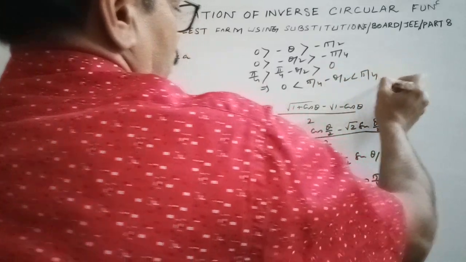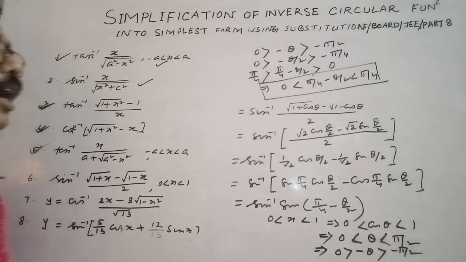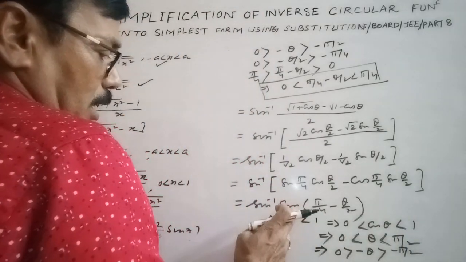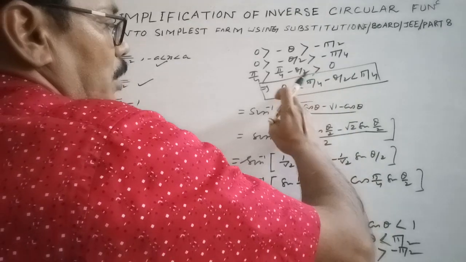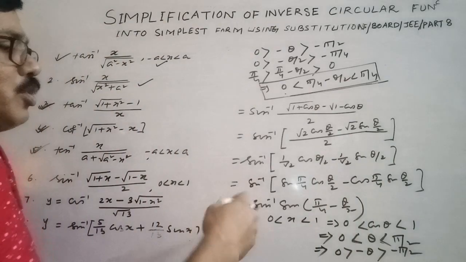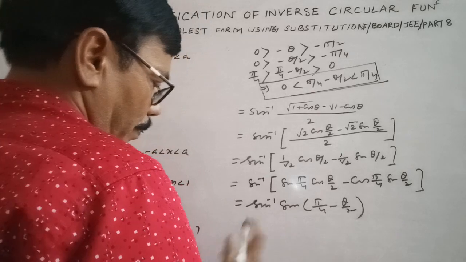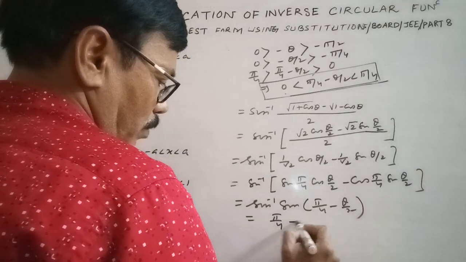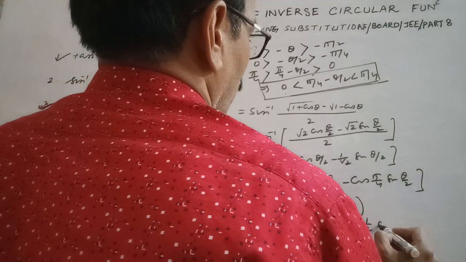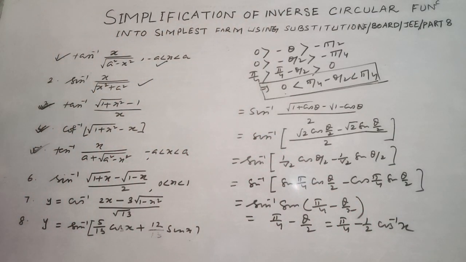So the argument belongs to the principal value, because for sine inverse x the principal range is minus pi by 2 to plus pi by 2, but here it is 0 to pi by 4. So it belongs to the principal value. So if it belongs to the principal value, then this is pi by 4 minus theta by 2. So pi by 4 minus half cos inverse x. So this is our simplified value.